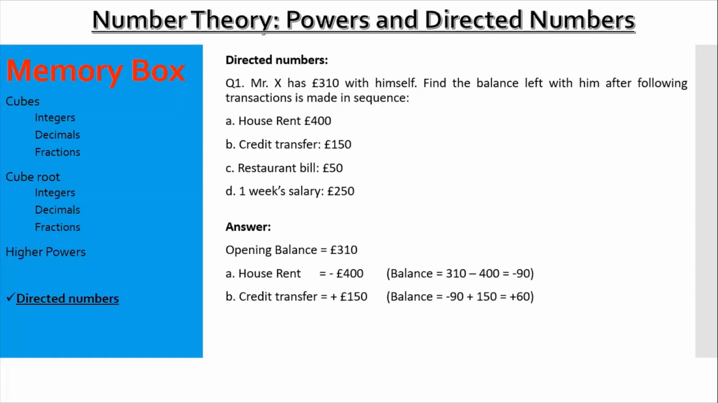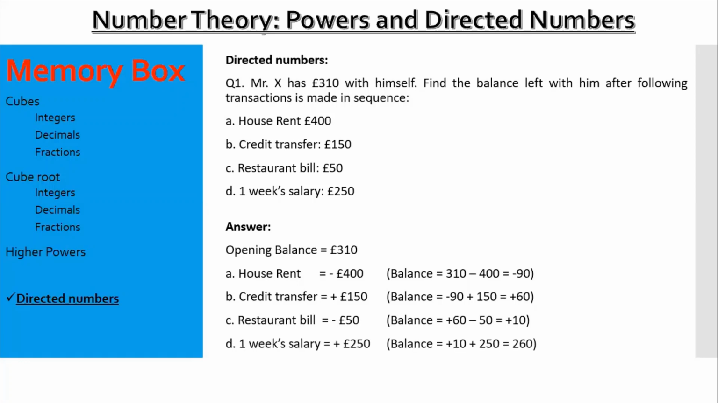Then he goes to a restaurant and pays a bill of 50 pounds. So again, it's an expense. So the amount available with him will be 10 pounds. And the last one is a salary which he gets of 250 pounds. So the final amount available with Mr. X after all the financial transactions in its sequence is 260 pounds. So the closing balance can be mentioned as 260 pounds.